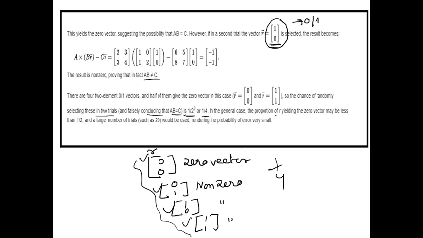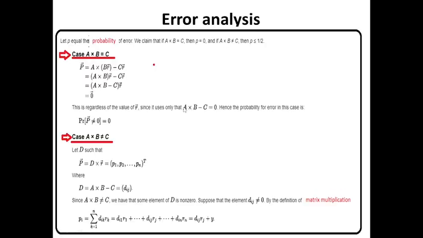So in the general case, the proportion of R yielding the 0 vector may be less than 1 by 2, and the larger the number of trials used, the smaller the probability of error. So that means these bits that we randomly take here, bit 1, bit 2, so R1, R2, if you take continuous trials, let's say 1000 trials or 500 trials, then the chance of getting AB not equal to C will be very small, and then we are going to see how it happens.